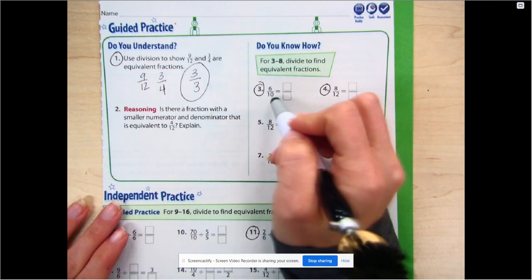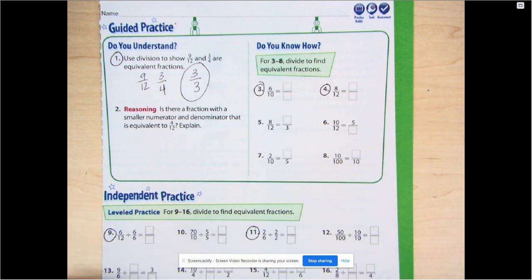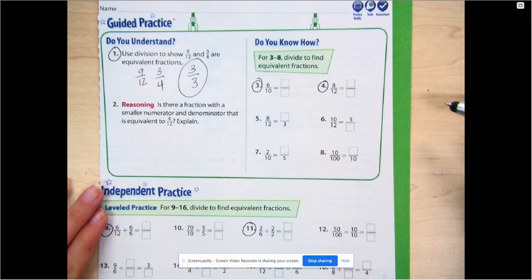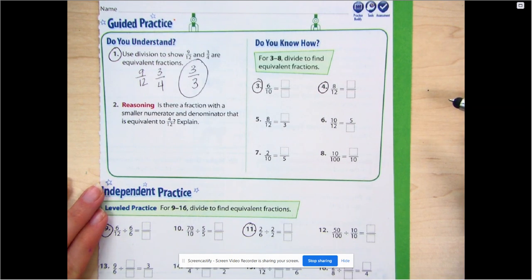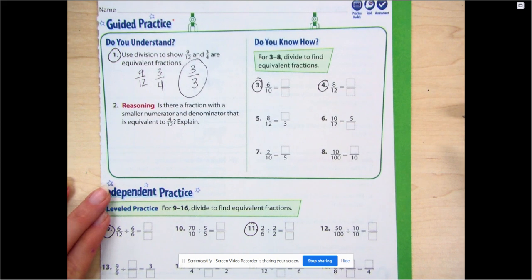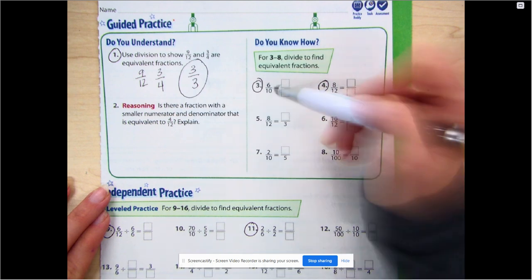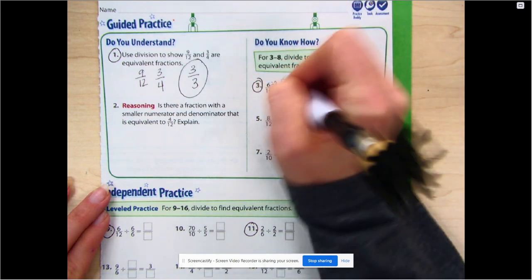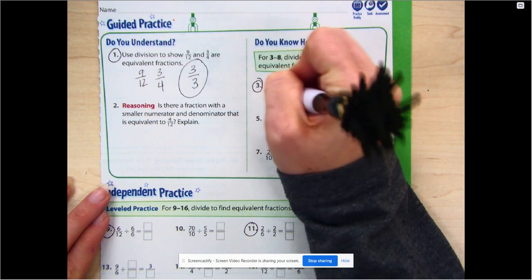It gives us 6/10, and it wants us to divide to find equivalent fractions. In order to do that, I want you to think about what number we could divide 6 and 10 by. That is a common factor that goes into both 6 and 10. I'm going to tell you that we're going to start by using 2 because 6 and 10 are both even. If I divide 6 by 2 and 10 by 2, I get 3/5.